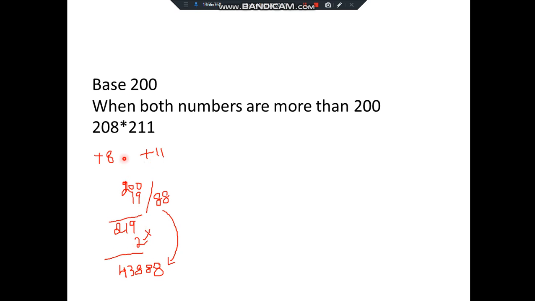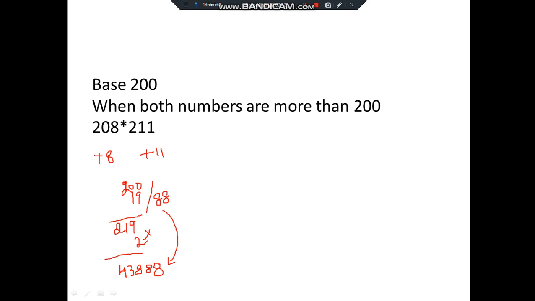On the other side, what you have to do: 8 into 11, which is 88. Keep it as such. Now 219 you have got. Since the base is 200, you have to multiply it by 2, which is 438, and just attach that 88 to this. So the answer is 43888. Please practice more questions so that you find it very easily.